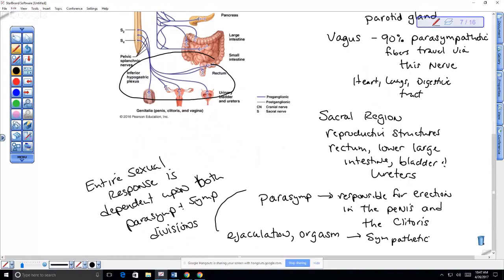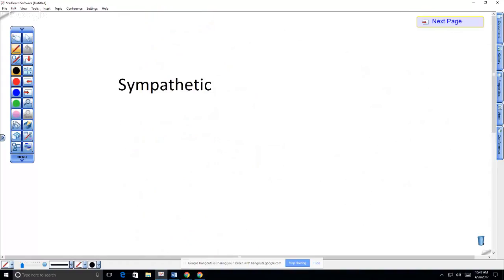Okay, so let's look at the sympathetic. The sympathetic is sometimes referred to as a thoracolumbar outflow. Okay, so this is the thoracic region and the lumbar region of the spinal cord. Even the spinal nerves in the sympathetic nervous system that come up and innervate the iris of your eye actually originate from the thoracic region of the spinal cord. They do not originate from the cranial region, okay?